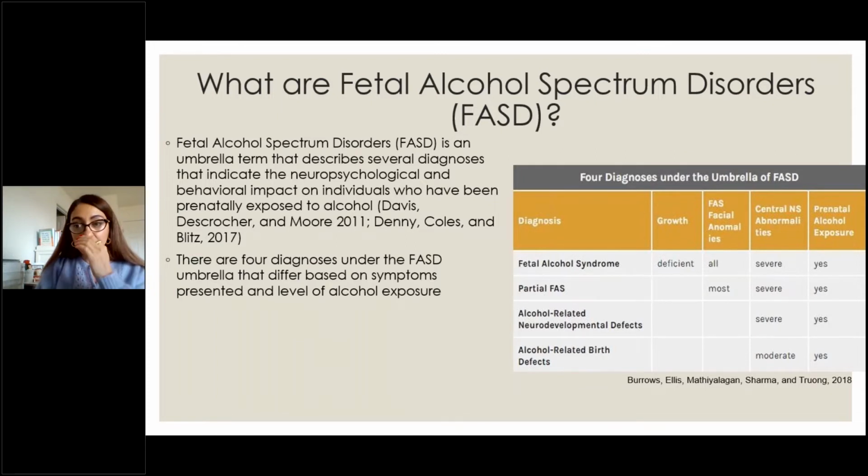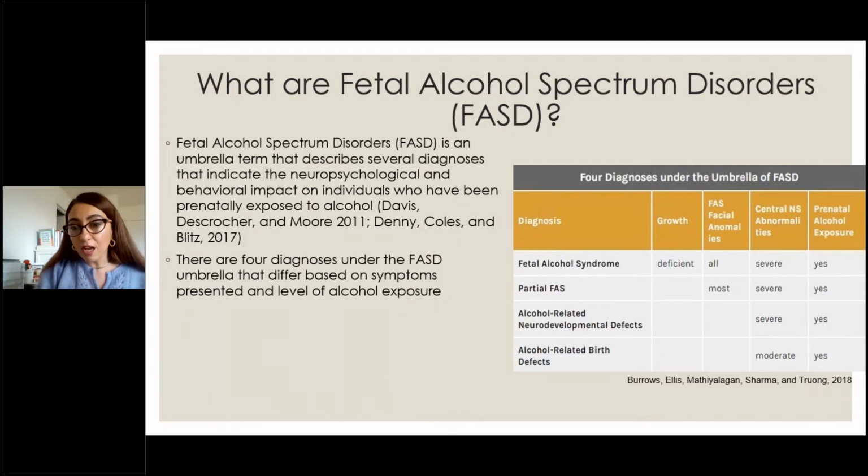And then the last criterion is whether there was, of course, prenatal alcohol exposure or not. And as I said, if there is no exposure, we do not have FASD. So as you can see, prenatal alcohol exposure, the one on the right, says yes for all because it has to be there for all conditions and all diagnoses. Central nervous system abnormalities are there as well in a severe form.